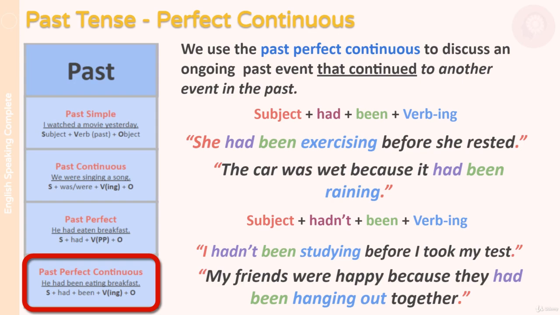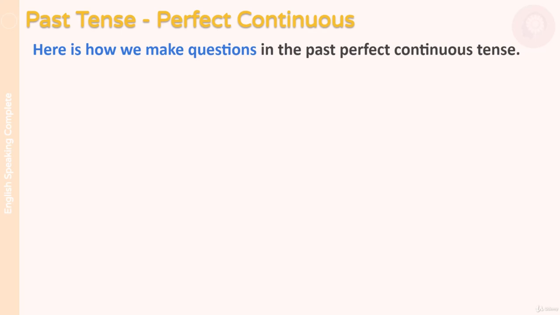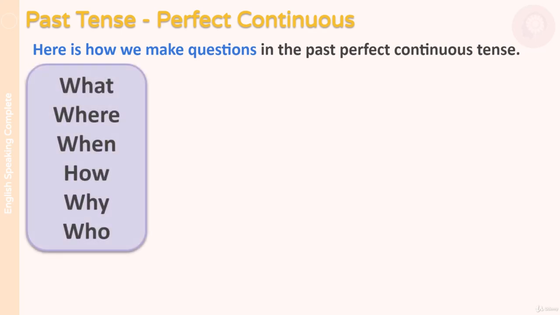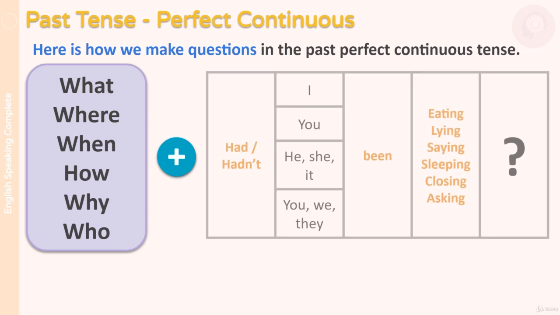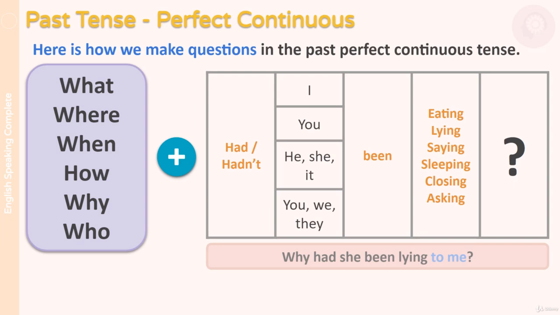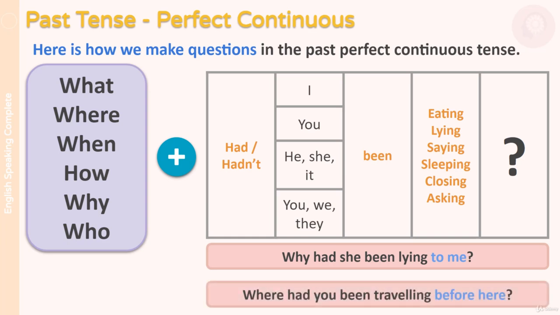Okay, let's take a look at the past perfect continuous in the question form. So begin with our 6 W's if you want, and then quite simply had or hadn't, plus our subject pronouns, plus been, and plus the gerund, the ing verb. Why had she been lying to me? Where had you been travelling before here? Okay, so some interesting question forms there.